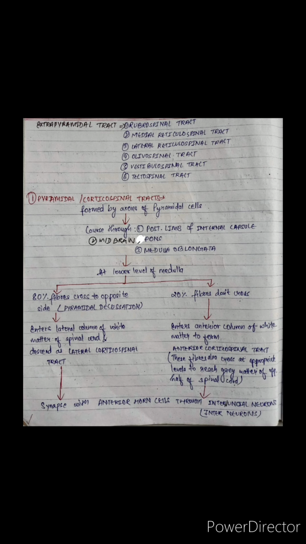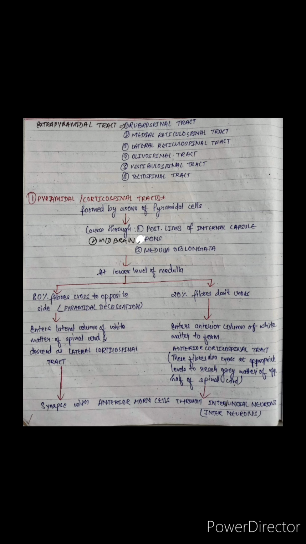The extrapyramidal tract is divided into 6 tracts, and they are rubrospinal tract, medial reticulospinal tract, lateral reticulospinal tract, olivospinal tract, vestibulospinal tract, and tectospinal tract.